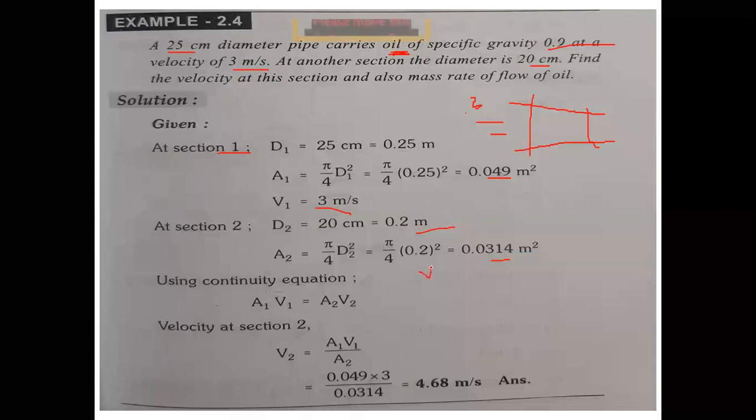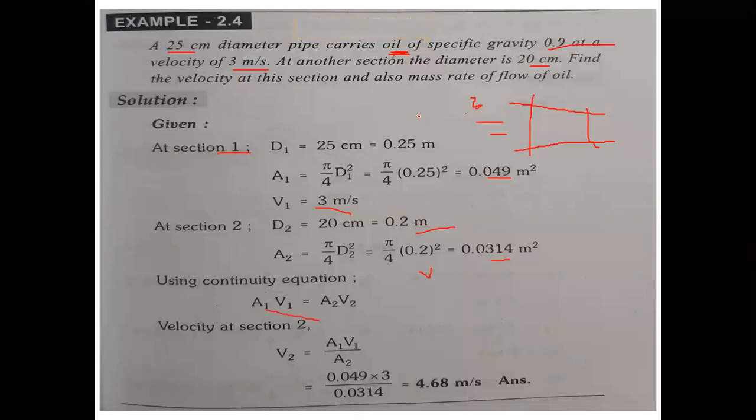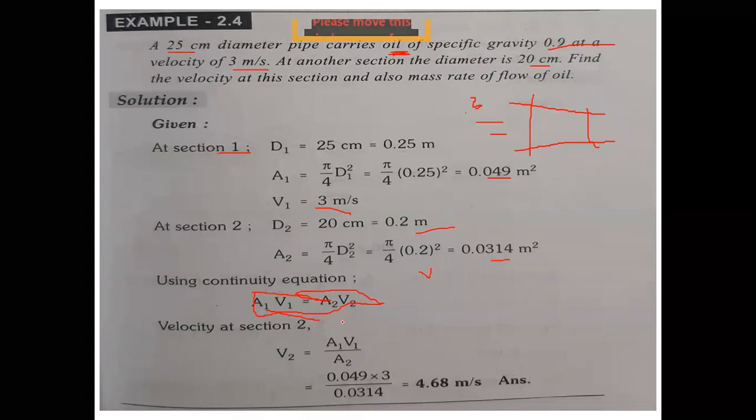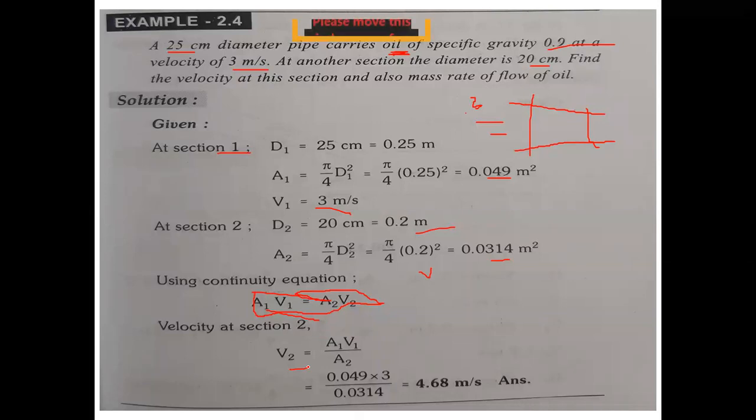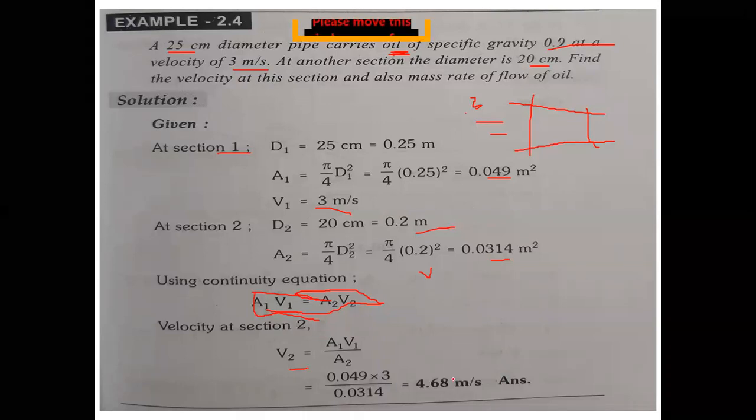Here we need to find V2. Now by using the continuity equation, how to find V2? So you have to keep this formula in mind. Using the continuity equation, A1 V1 is equals to A2 V2. This formula you have to keep in mind. Why? Because we know A1, V1 and A2. V2 is the one unknown. So we take this formula for easy understanding. Therefore V2 is equals to A1 V1 by A2. Substituting those, we are getting 4.68.